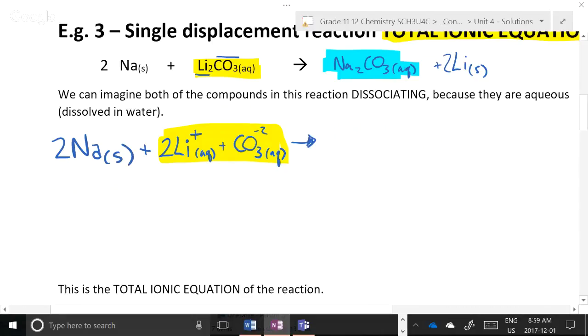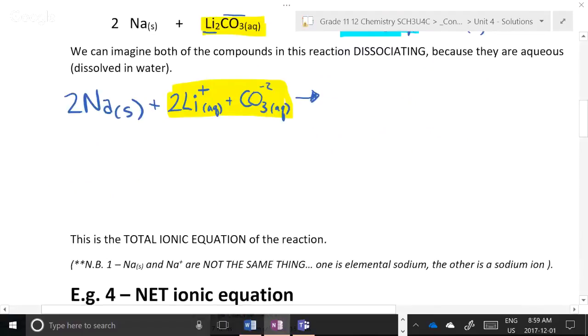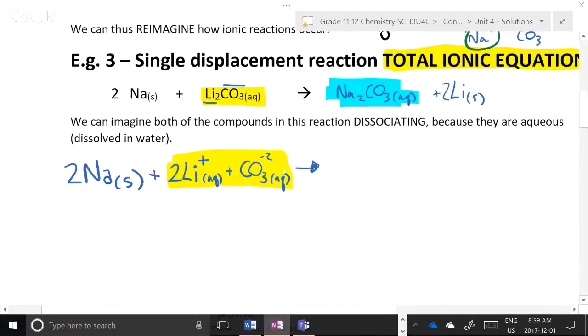And then on the right side, I now have to break this sodium carbonate apart into ions. We're going to have two sodium ions. Now again, how do I show that this isn't sodium metal? What charge does sodium take? +1. And I don't really need to put the 1, do I? That's cumbersome.